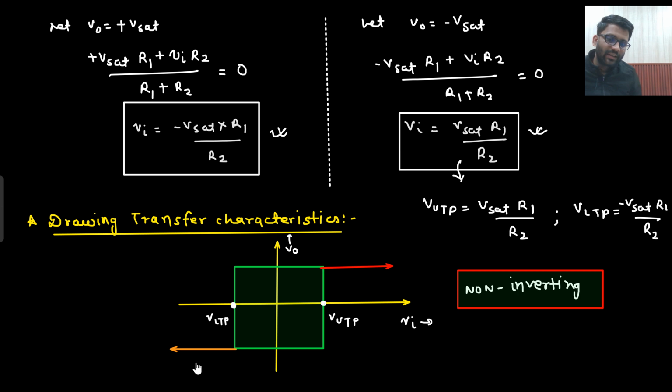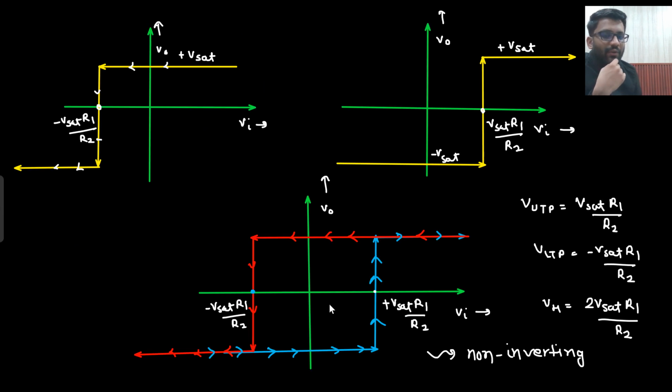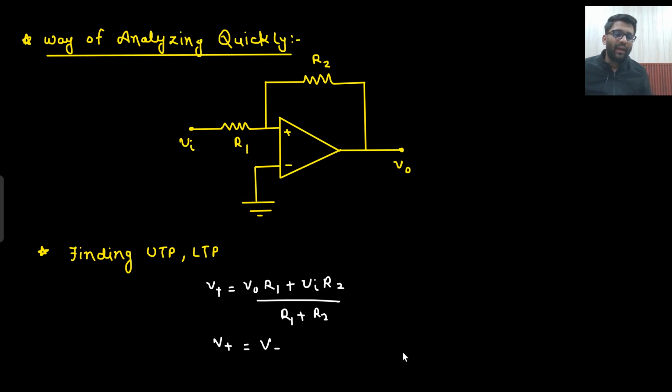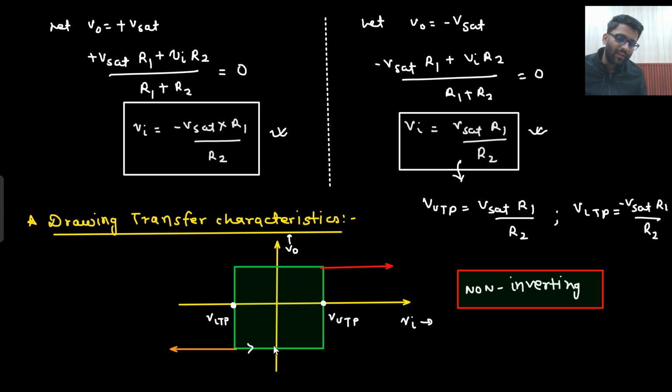So this is how I will make the characteristics. In between there is a dead zone. For higher value you get higher output, and for lower value you get lower output. Now it will be about the arrows. When you come to these characteristics, just see the dead zone. It is moving anti-clockwise. So in a non-inverting amplifier, you move anti-clockwise.